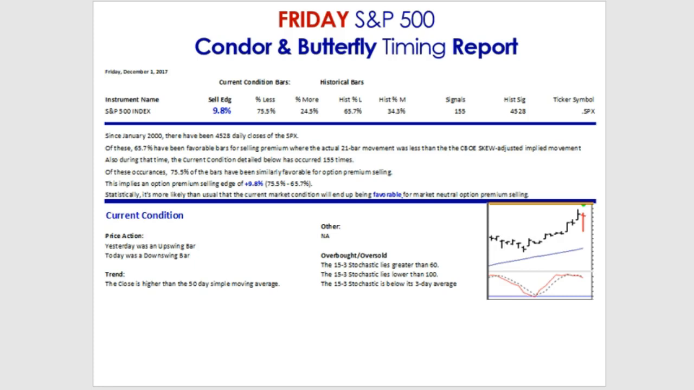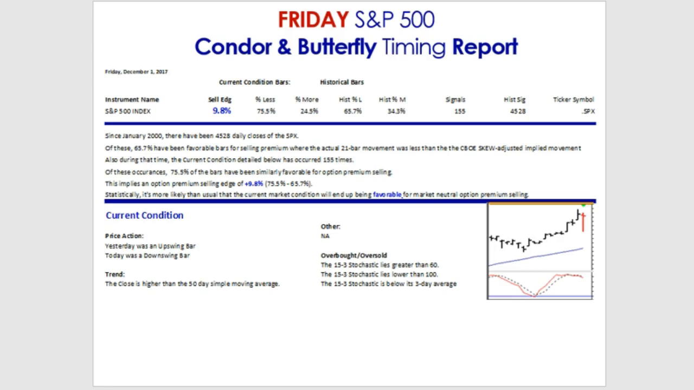All right, again, 2/3 of the time we've had bars that were favorable for doing these strategies, and we define that in that the subsequent 21 bar movement, 30 calendar days, 21 trading days, was less than that which was being implied by the option prices vis-a-vis the VIX, the skew adjusted VIX.